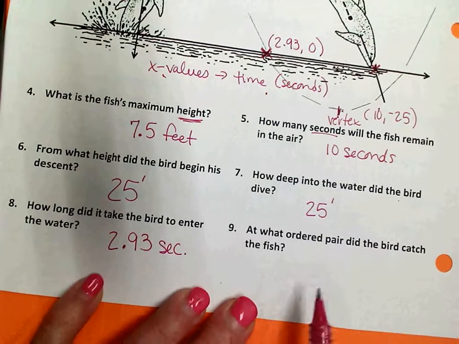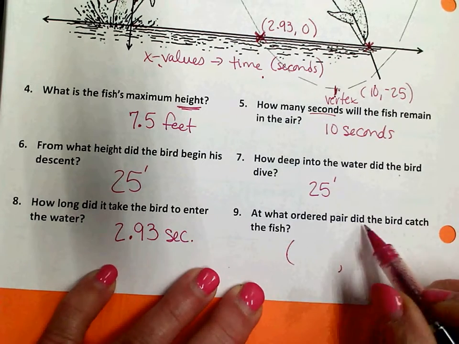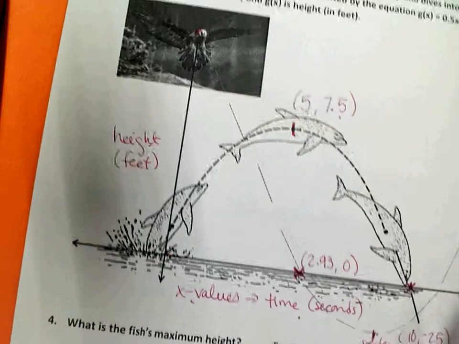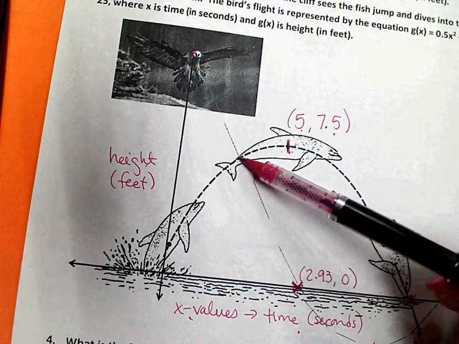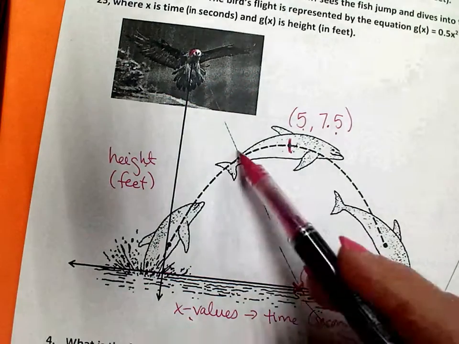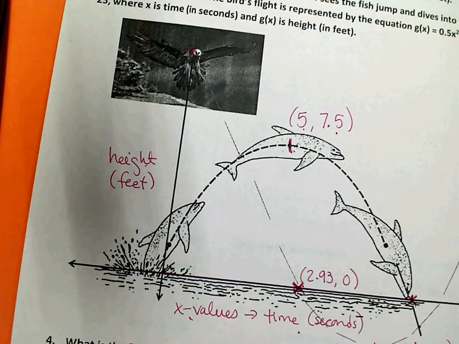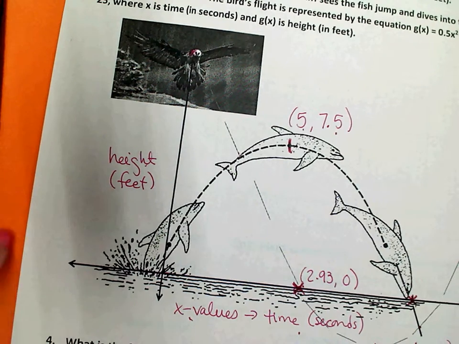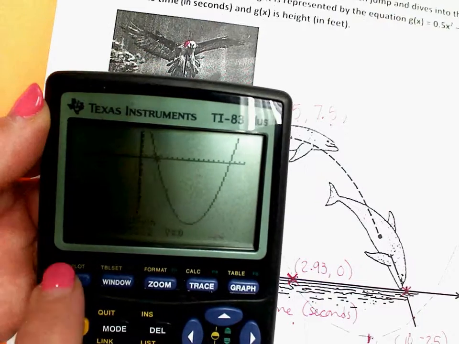And then finally, at what ordered pair, so this time we need the x and the y value, did the bird catch the fish? So the bird really had 2 different times that he could have caught the fish, here or here. And it doesn't really specify which one they want, so I guess if he missed here, he could have caught it here. I'm going to go ahead and list both answers. So we already have the bird's equation in. I'm going to put the fish's equation back, and I'm just going to calculate where the 2 equations intersect.